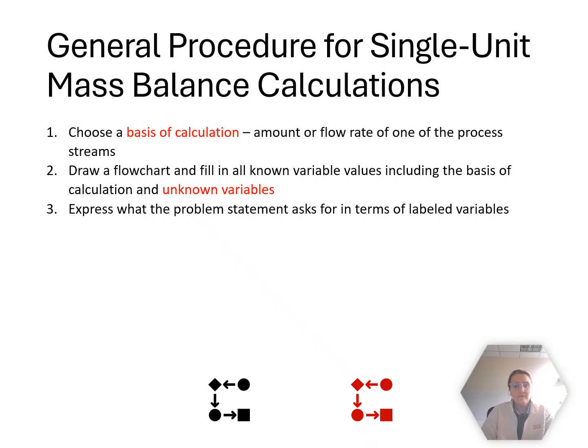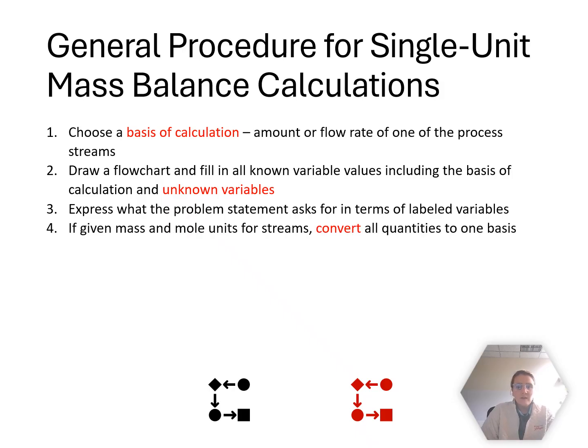Then you want to make sure that everything that is being asked for is expressed in terms of variables. So try and write equations. If we're given the mass in moles for streams, we want to make sure that we convert to one basis. So if you have all mass and then one of yours is moles, you don't want to leave that in moles. You want to translate it to mass. So that's going to be really important as we go forward. We will start with very simple processes that have just mass or just moles, but eventually I'm going to start throwing them together to make them harder problems. So you need to make sure they're all on one basis.